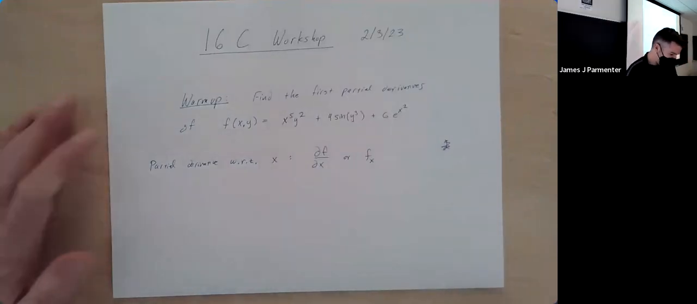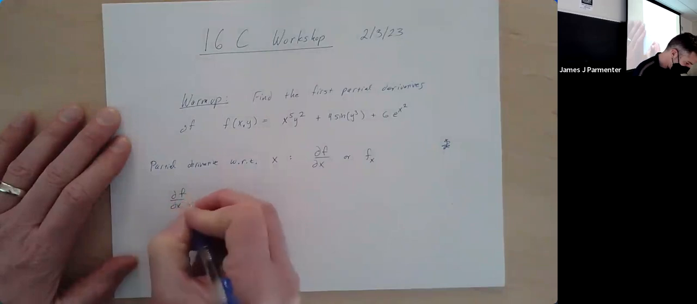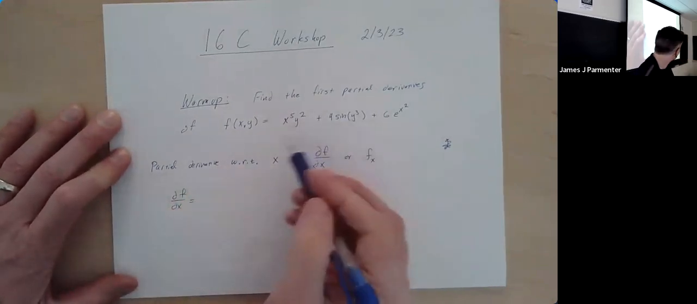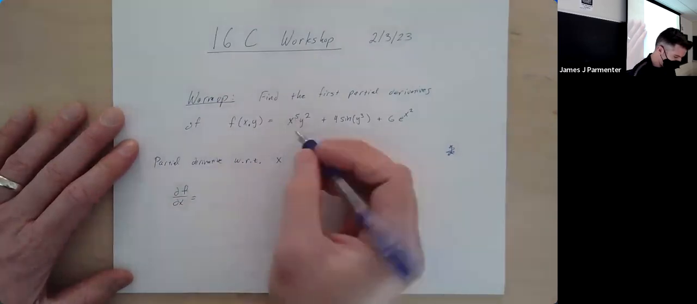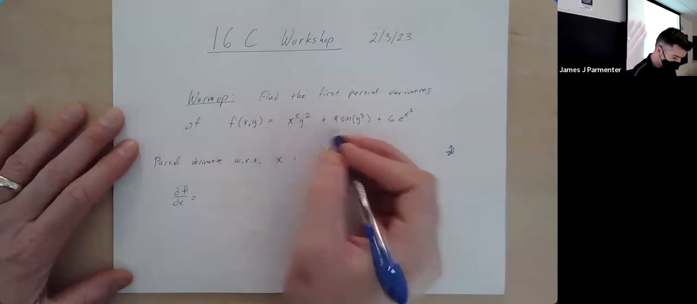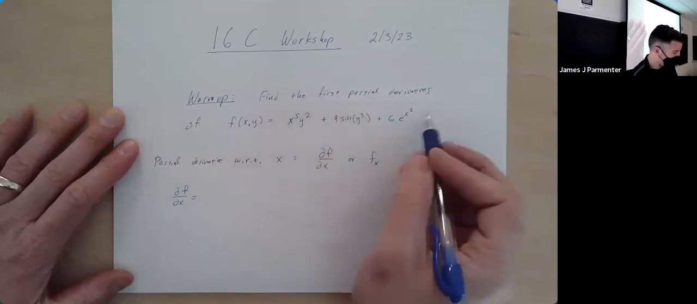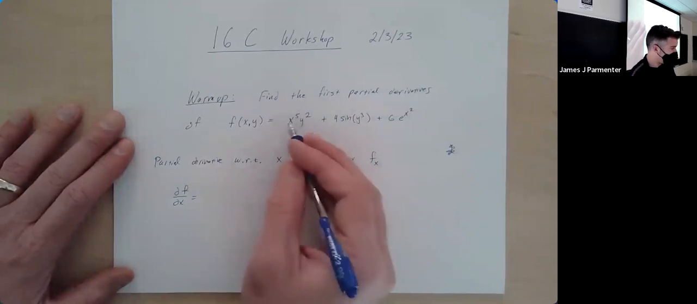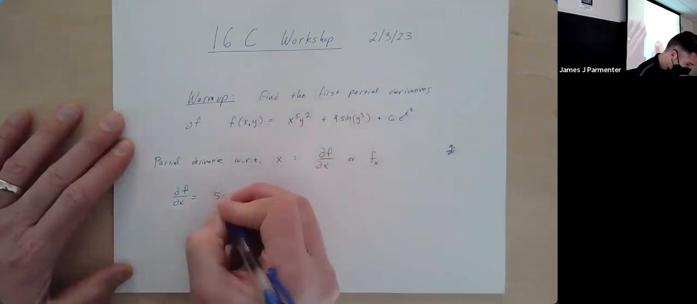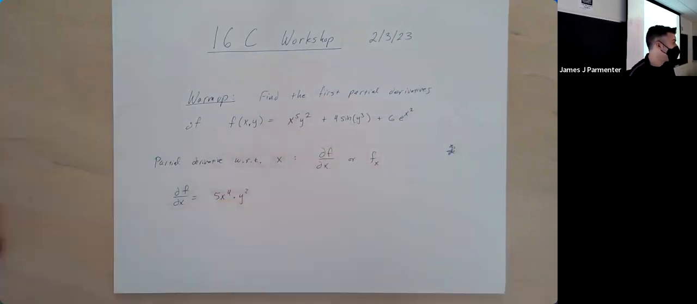So in this case, if I'm going to find del f del x, well, I'm looking at this function of x and y, and I'm seeing something with x's times, I'm treating this like a constant. Something without any x's also, it's just a whole constant by itself, and something with just x's. So here, I'm going to take the derivative of x to the 5th and get 5x to the 4th. I'm just going to leave the y squared alone.